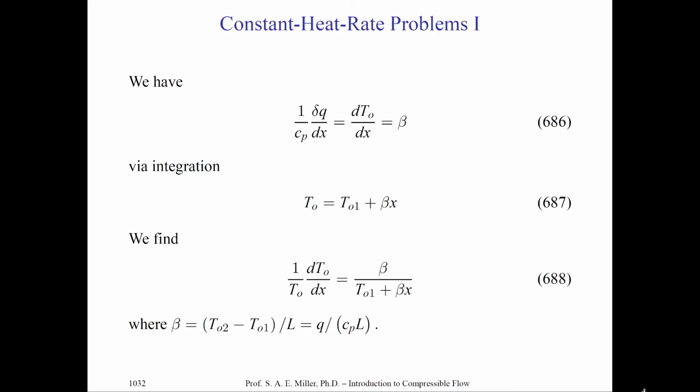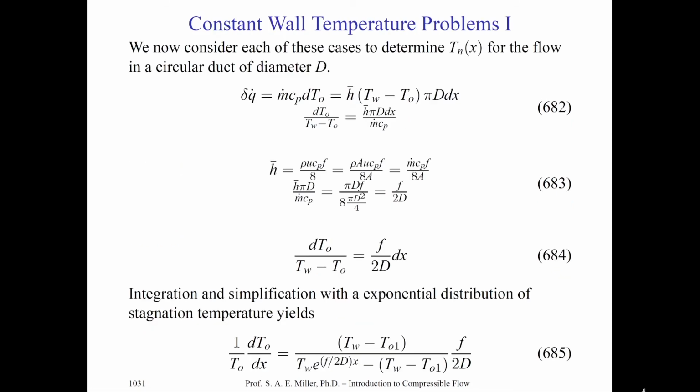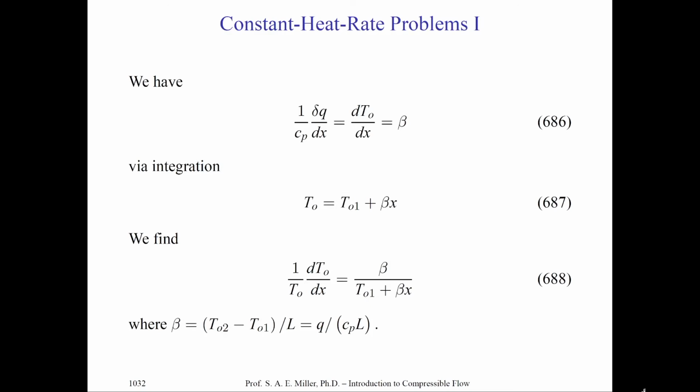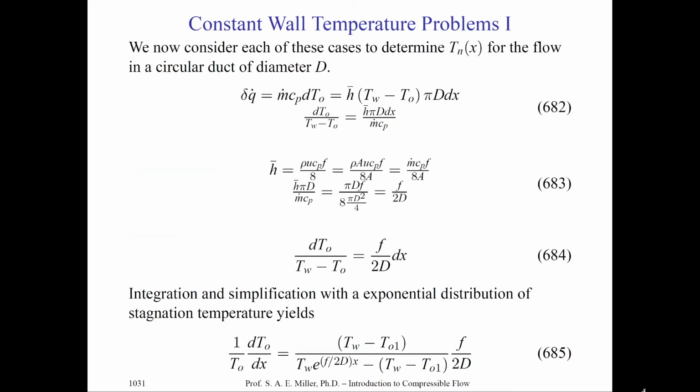If we consider a constant heat rate problem, that is, some Q is constant along the duct, then our equations, just like the previous slide on 1031, will be reduced in 1032 through equation 686 to 688. It's the same type of assumptions. Here we introduce a simple factor beta. So 688 would be, of course, for constant heat rate into the flow. Compare 688 with the assumed form of an exponential temperature distribution of 685.